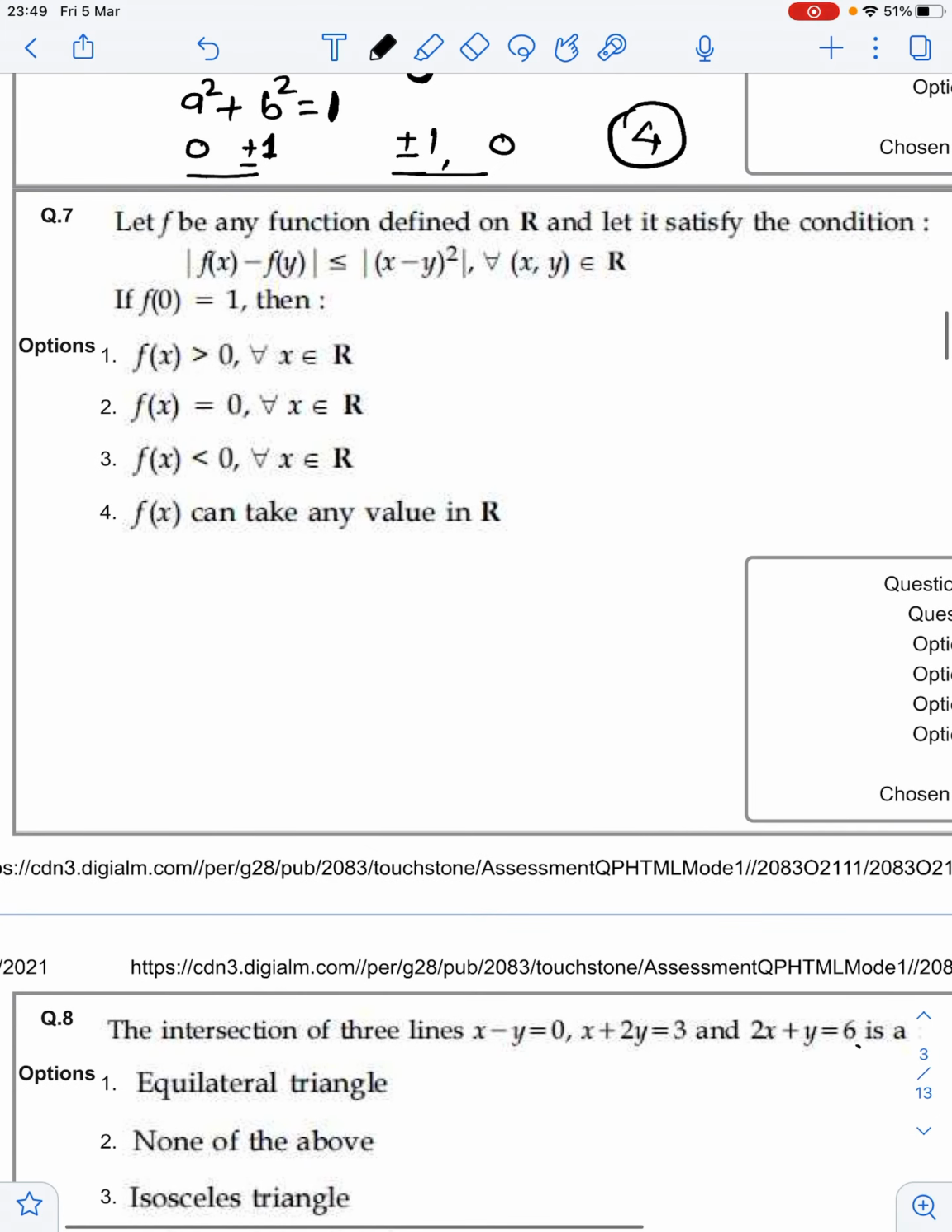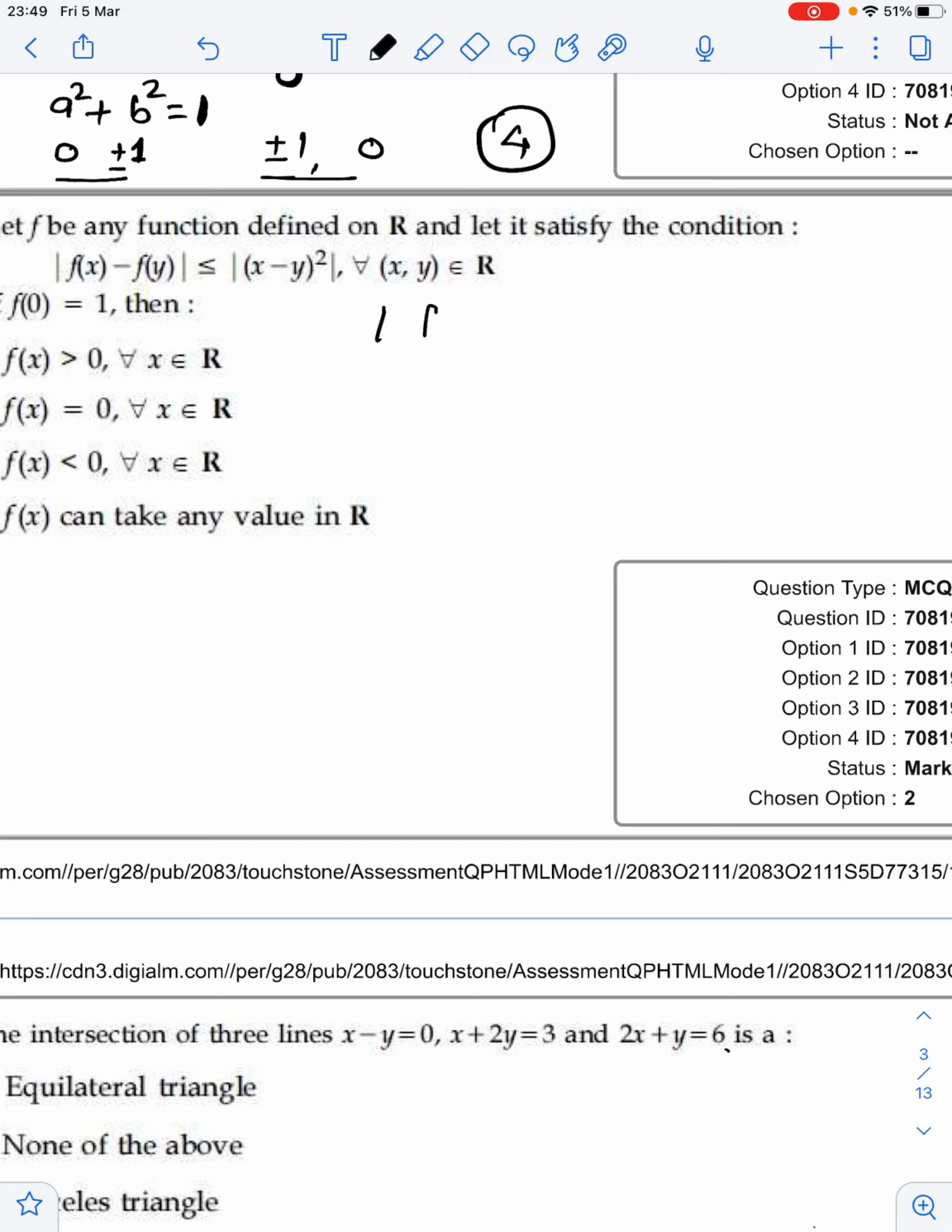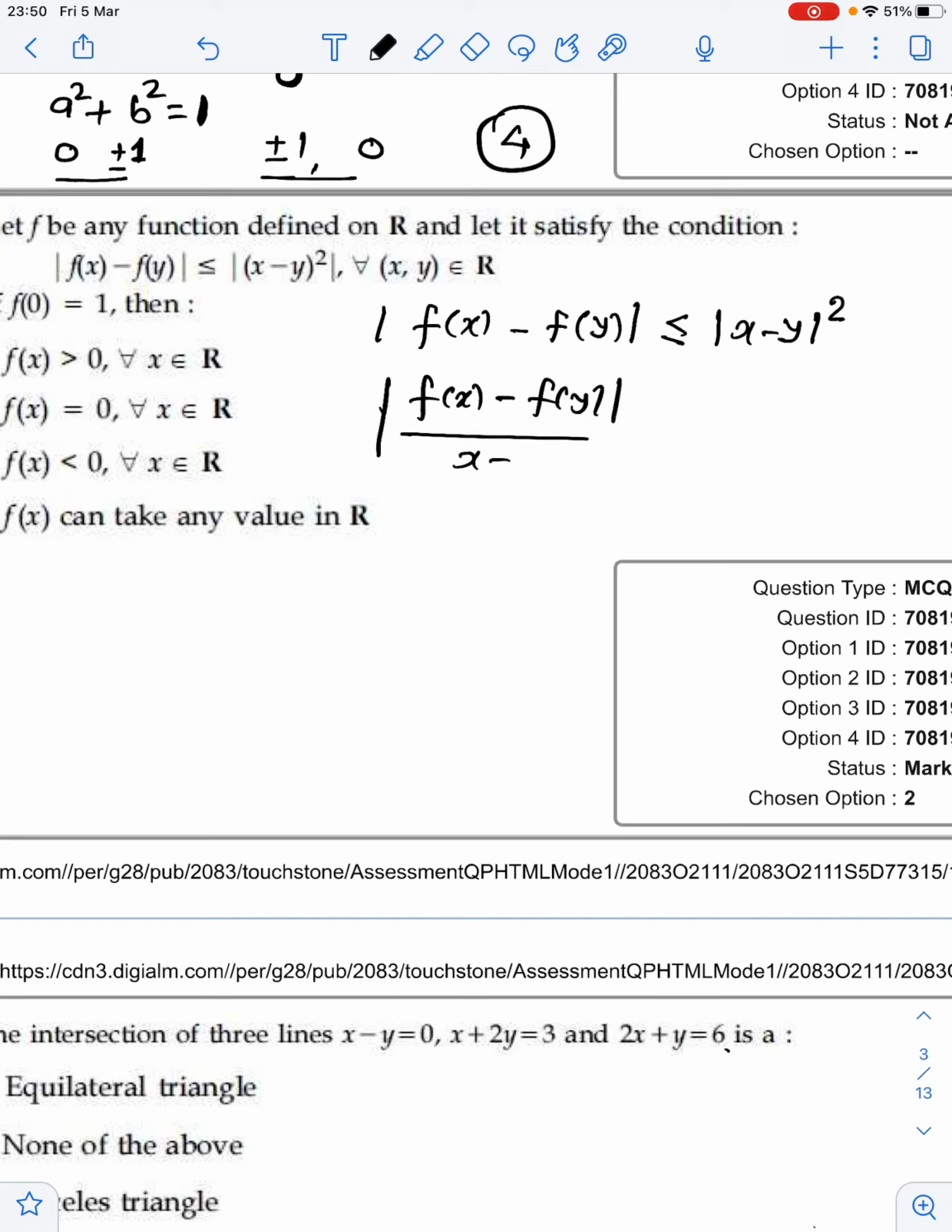Question number 7 is a pretty straightforward question. Every teacher does it in the class. f(x) is a function from R to R that satisfies this condition: modulus of f(x) minus f(y) is less than or equal to (x minus y) whole square. Let us write it as modulus of f(x) minus f(y) over modulus of x minus y is less than or equal to modulus of x minus y. So basically I have divided both sides by modulus of x minus y.